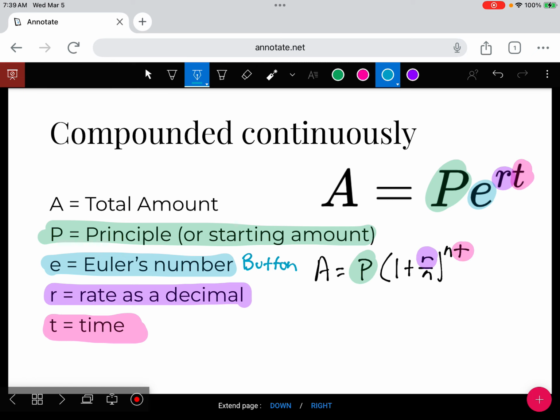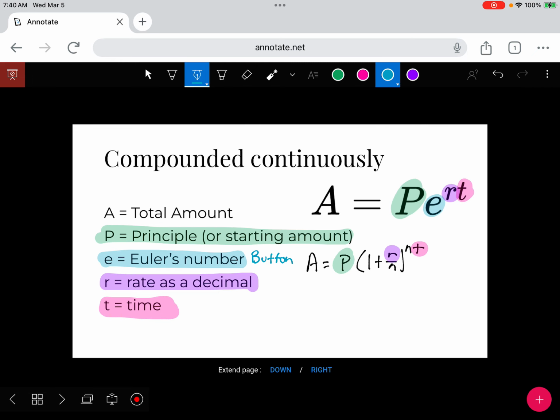I have to look up Euler's number every single time. I do not have it memorized. And there was a time when I could sing the pi song that gets up to like 100 decimals. Classic. 3.14.